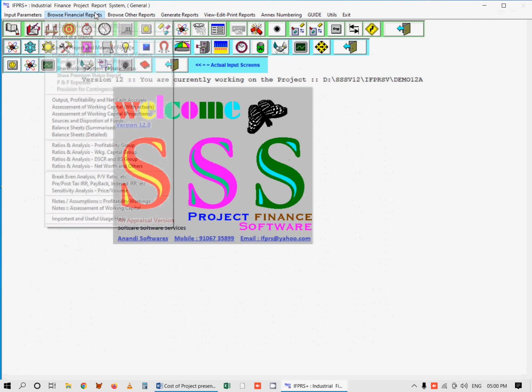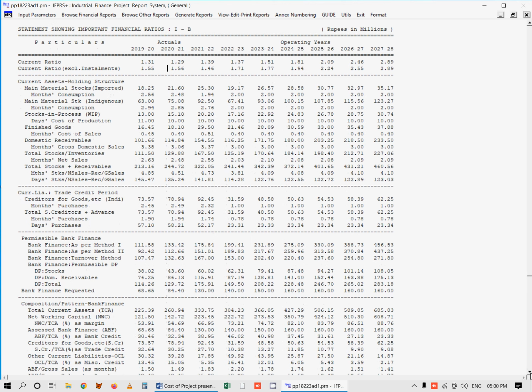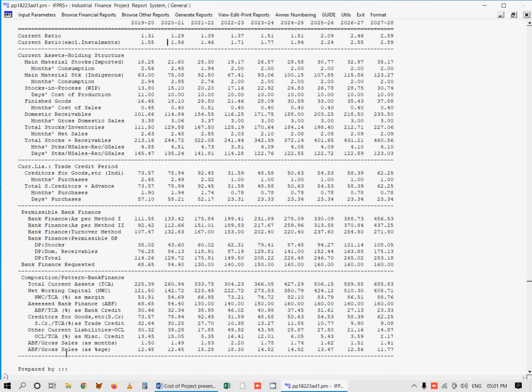Working capital analysis, along with actuals of the last 3 years moving into the projections. One full-fledged detailed analysis of working capital, giving the whole structure in terms of days and months for all types of inventories, receivables and creditors. All permissible finance methods: method 1, method 2, turnover and even the DP method. Composition pattern and structure of working capital, and current ratio including installments and current ratio excluding installments.